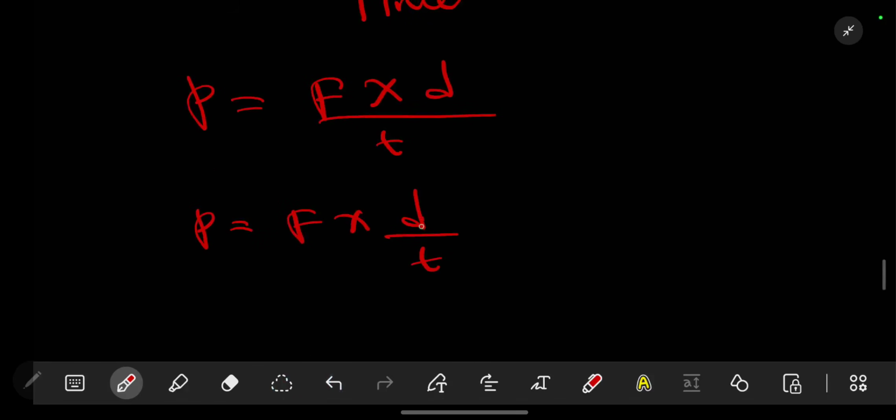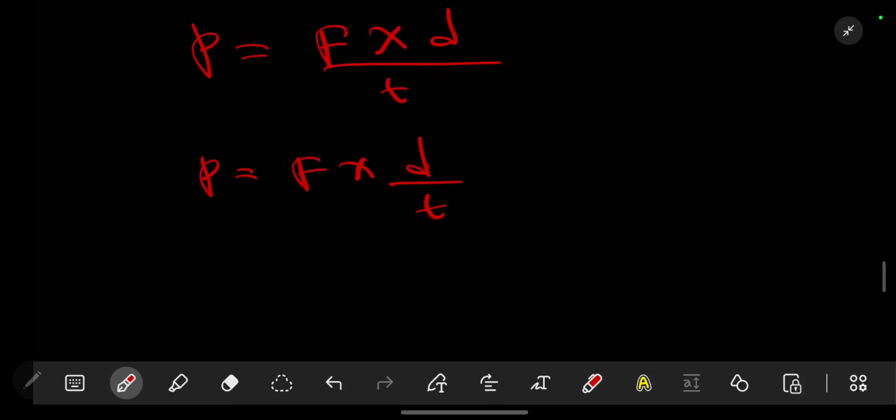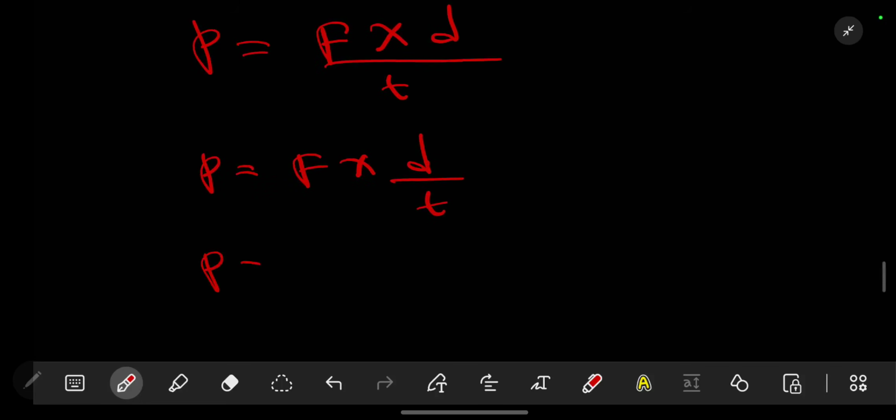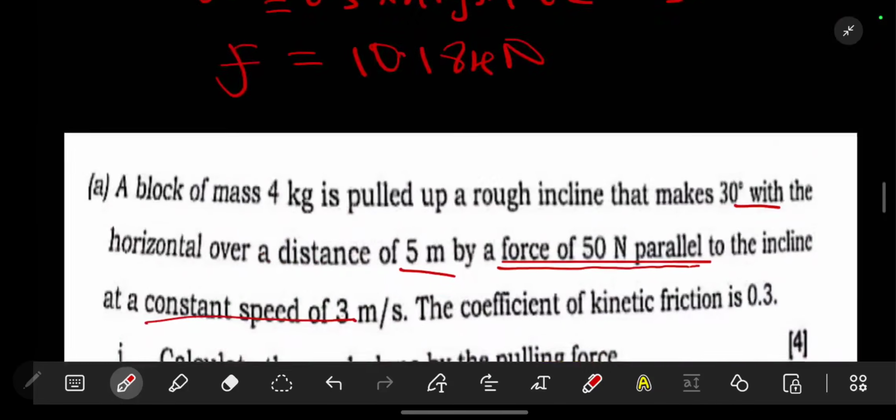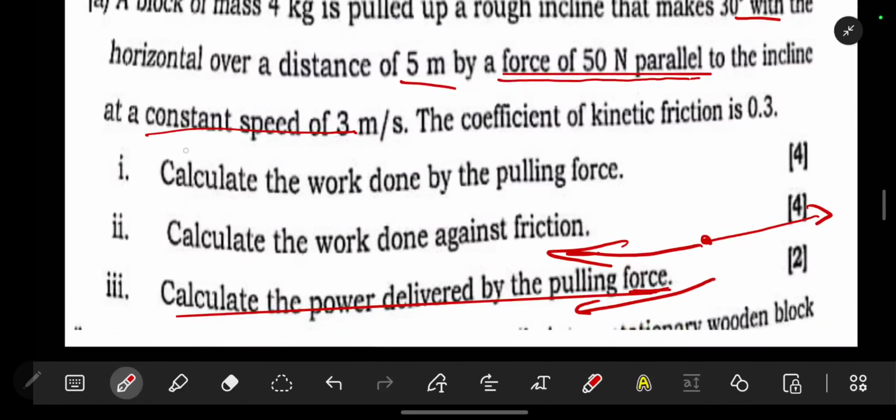But if you recall, distance over time is speed or velocity. So power is equal to force times velocity. This is the formula for instantaneous power. In this case, this is what we are going to use, since they have told us that the speed is constant. That means you can use the instantaneous power.